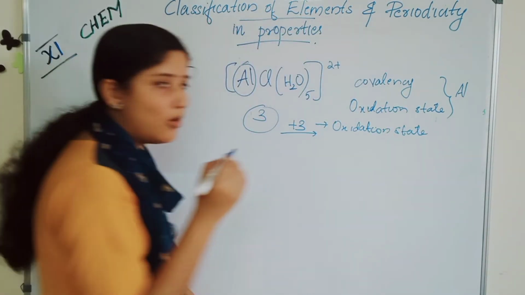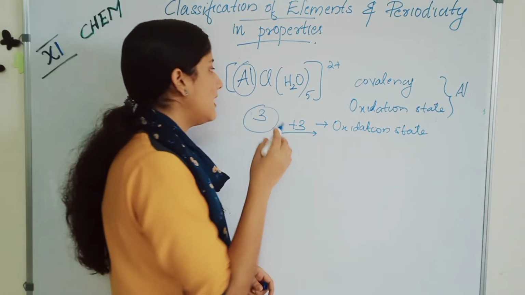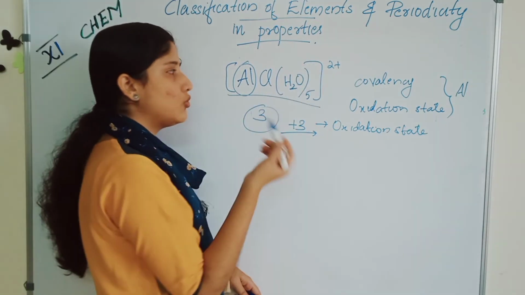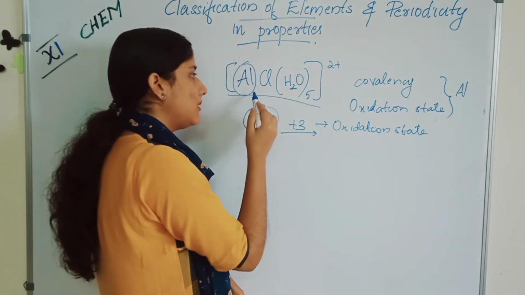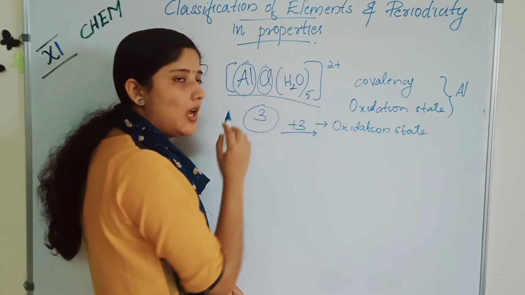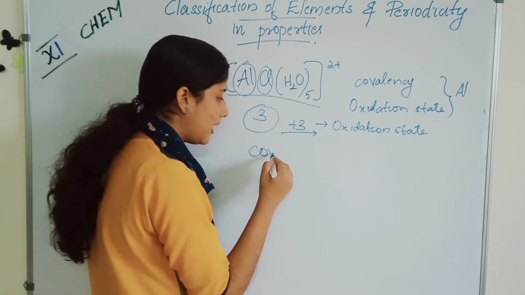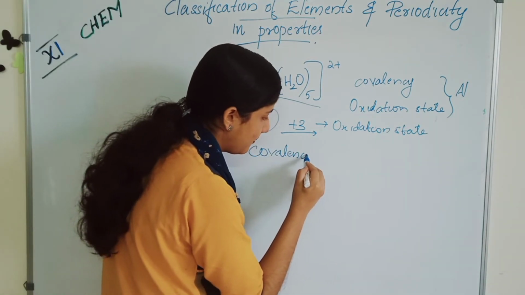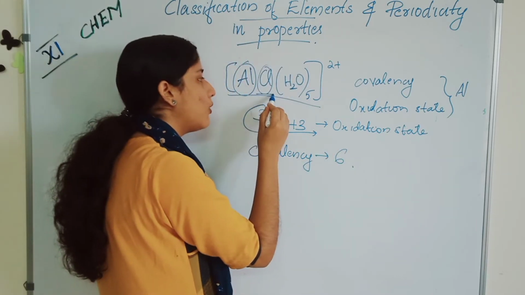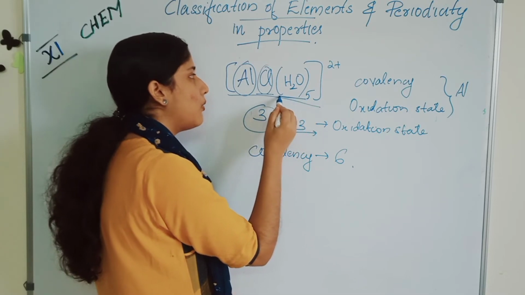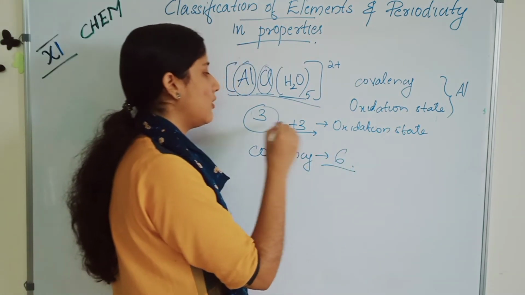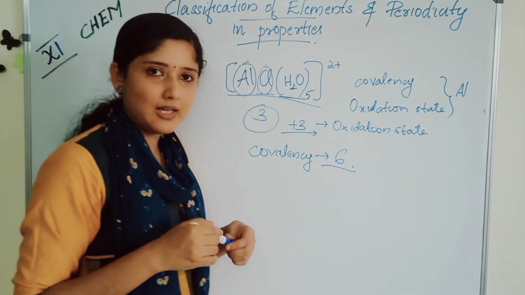There are only 3 outer electrons. But the covalency is different for this compound, [AlCl(H2O)5]2+. Look, with the aluminium there are ligands, 1 Cl and 5 H2O, bonded to the aluminium. So the covalency of aluminium will be 6. That is, the covalency of aluminium is 6 and the oxidation state of aluminium is +3.